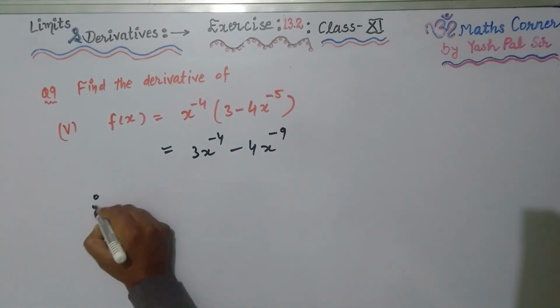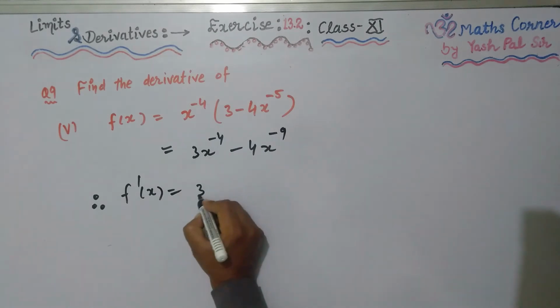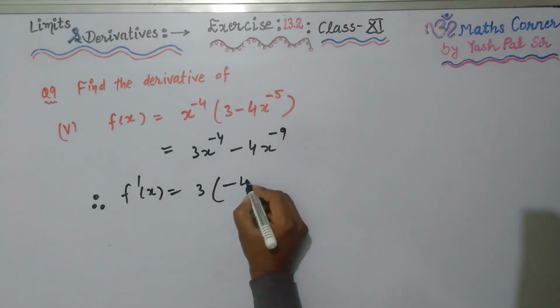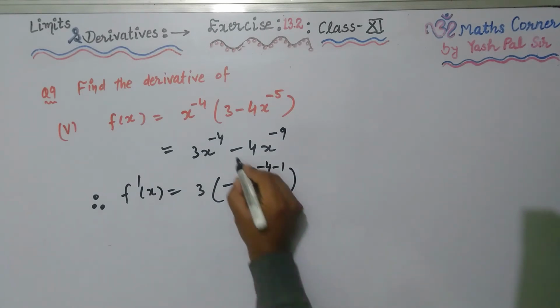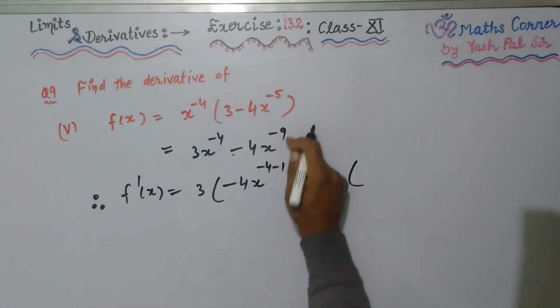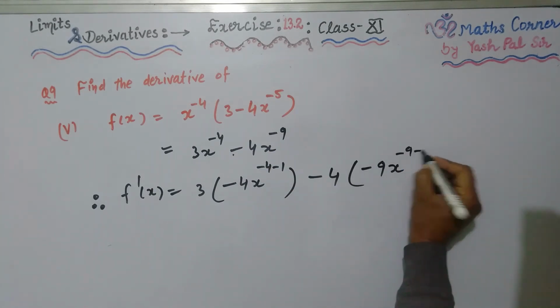So, we say f dash x is equal to 3 is constant. And here the derivative of x power minus 4 is minus 4 into x power minus 4 minus 1. Next is minus 4 is constant, writing outside. Now the derivative of x power minus 9 is minus 9 into x power minus 9 minus 1.